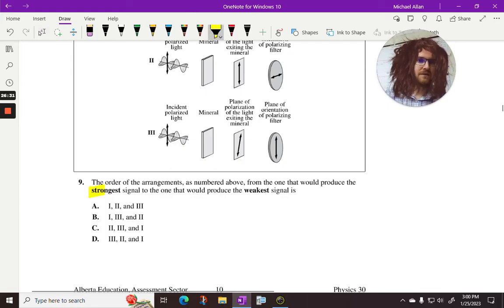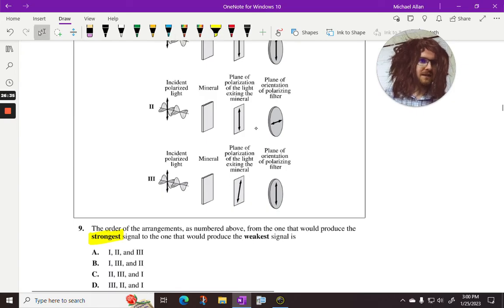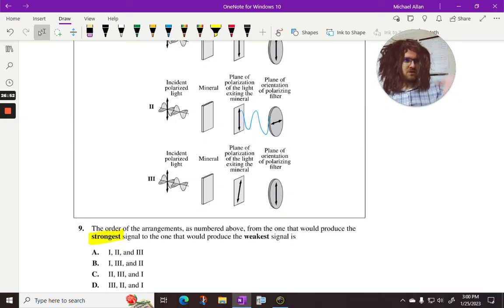All right, so I want to go for the strongest signal. If you think about this one here, the wave is going to go through here. The light here is being polarized up and down. So as it goes up and down, if it comes towards something that's not up and down as well, it's like trying to get something going this way through a door that's perpendicular to it. It's just not going to work. So this is going to be my weakest. It's just going to cancel it right out.